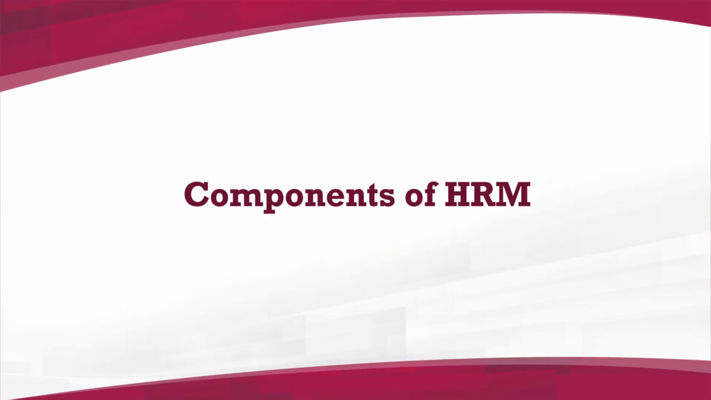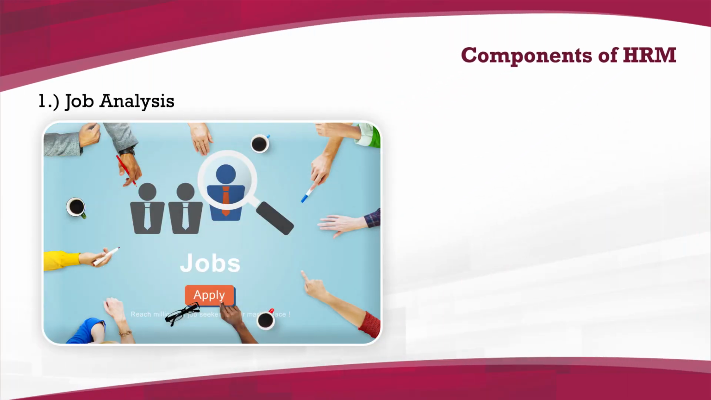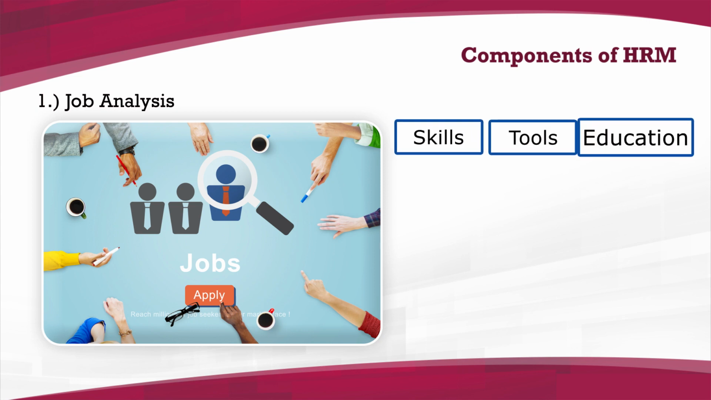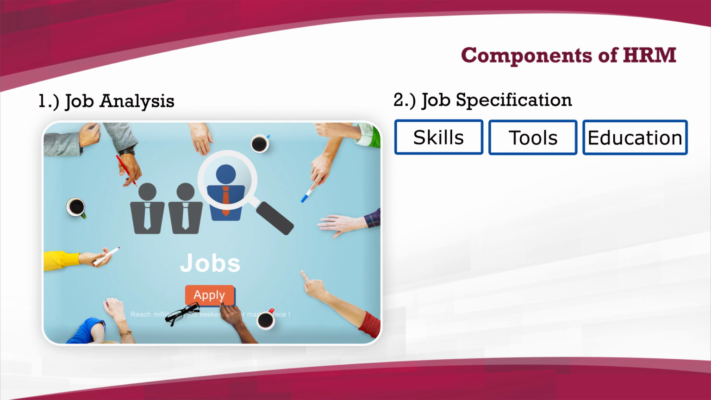Components of human resource management. Job analysis is a micro-level aspect of HRM planning. It involves two aspects: developing a job description for positions in the organization and describing the skills, tools, education, etc. that would best succeed in this role. This second aspect is called job specification.